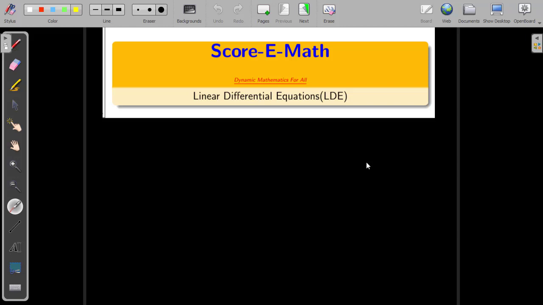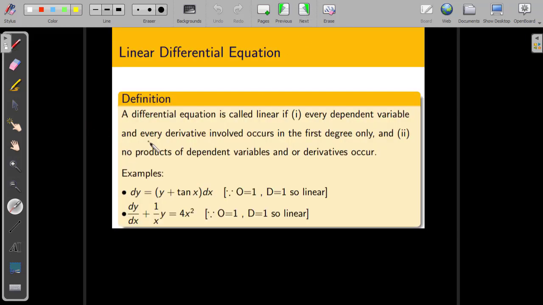The lecture on linear differential equations. Let's get started. We'll talk about the definition of the linear differential equation. So here the definition is defined like this.